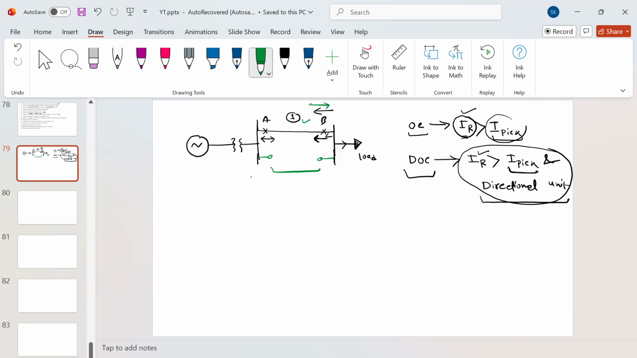So this is how, by having directional and non-directional overcurrent relays, we can operate our power system networks. We use the non-directional overcurrent relay towards the source side, and we use the directional overcurrent relay towards the load side. Okay, I hope it is clear.